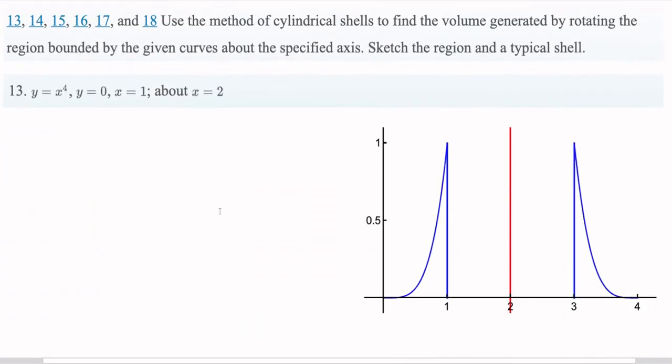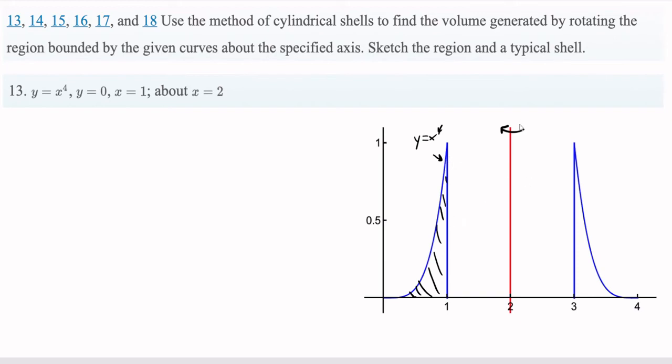Okay. So in this case, again, I'm rotating about a vertical axis. Here we go, but I'm shifted. So let's see what happens here. We've got x to the 4th, y equals 0, and x equals 1. And I'm rotating about x equals 2. So here's my x equals 1, kind of slicing. Here's my x to the 4th, so this is y equals x to the 4th right here. This is x equals 1, kind of cutting me. And this is our region. And then this is x equals 2, this is our axis of rotation.